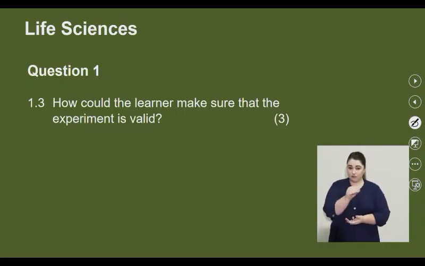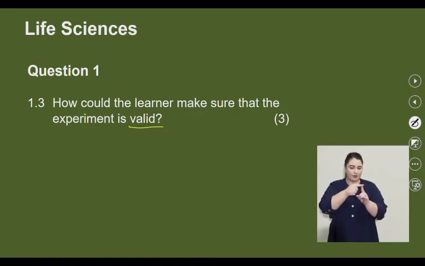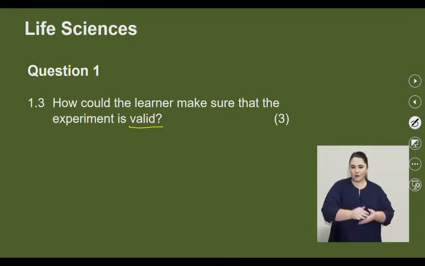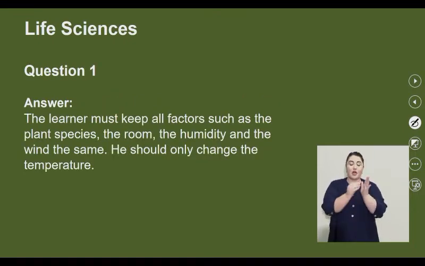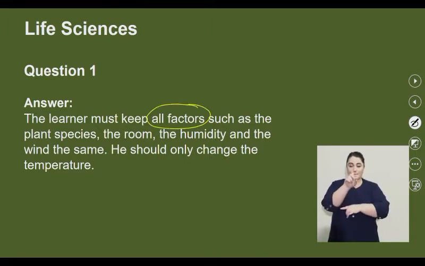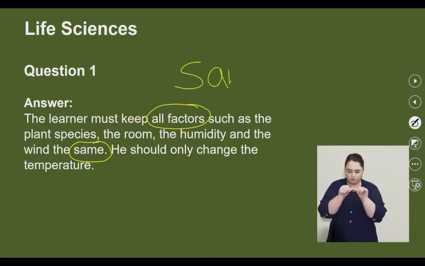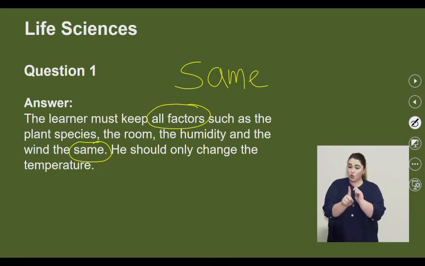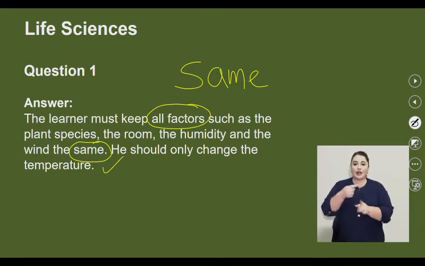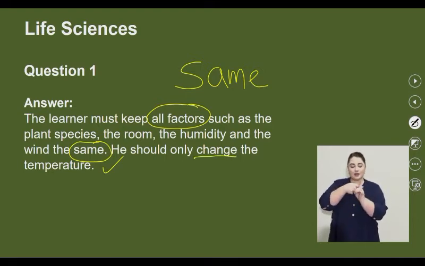So here the question is asked. In this specific investigation about the temperature, what would make the experiment valid? Now here comes the answer. The learner must keep all factors the same. Everything in the room must stay the same all the time. He will just be changing the factor that he's testing, and that was temperature. He's testing temperature, so he changes the temperature, but he's keeping all the other factors in the room the same.